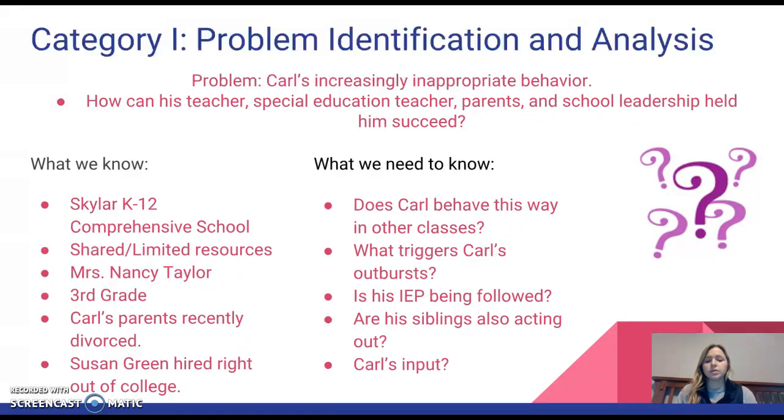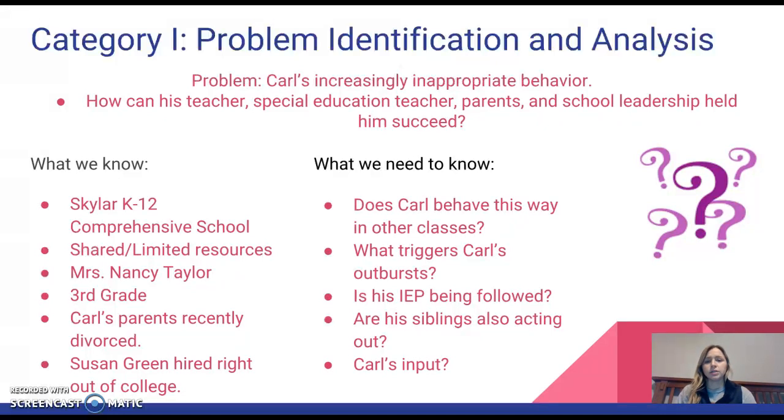I would also like to know if his siblings are acting out in school. They are older, so maybe the divorce isn't affecting them the way that it is affecting Carl, but are they also acting out in school? And then throughout this entire case study, no one seemed to be talking to Carl about any of it. So I would like to know his input.